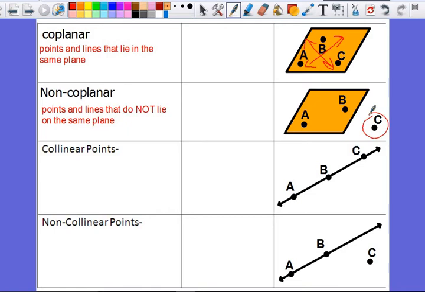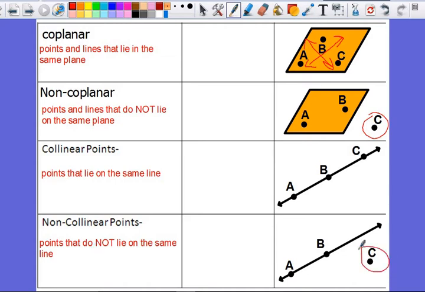Next up, we have collinear points. Collinear points are points that lie on the same line. So you'll see A, B, and C there. All three lie on the same line. Therefore, they would be collinear. And next one, we have non-collinear, which of course would be points that do not lie on the same line. You'll see it over here again. You have A and B on the line, but C would be non-collinear because it's not on the line with A and B. All right?